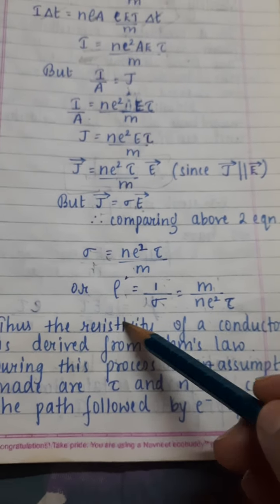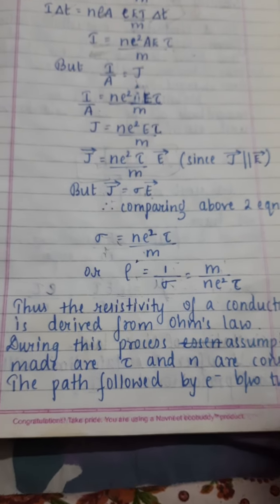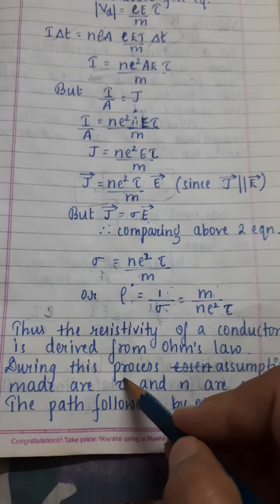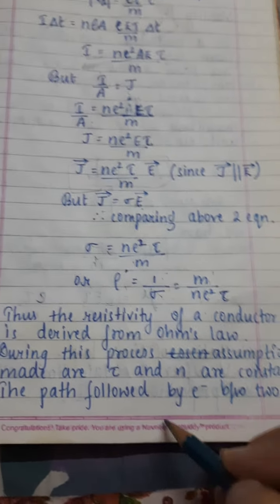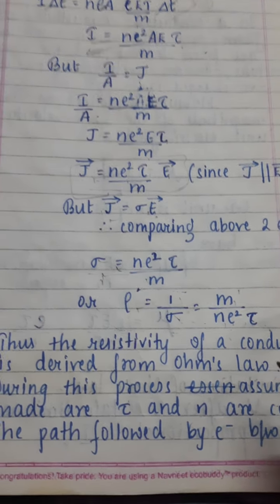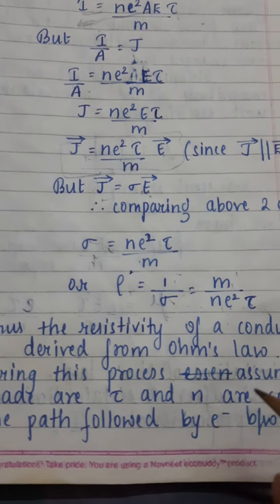This is the resistivity of the conductor derived from Ohm's law. During this process, we are assuming tau and n are constant, and that the path followed by an electron between two successive collisions is a straight line. These are the assumptions we are taking.